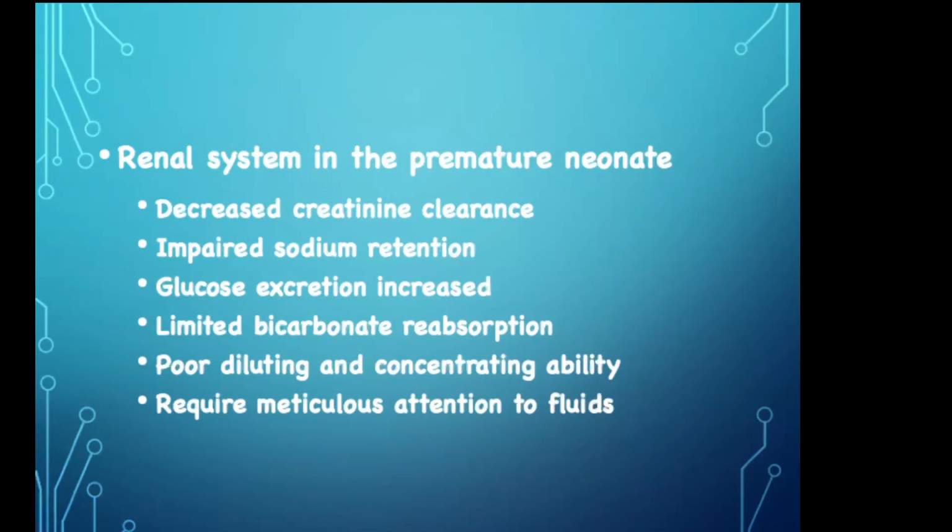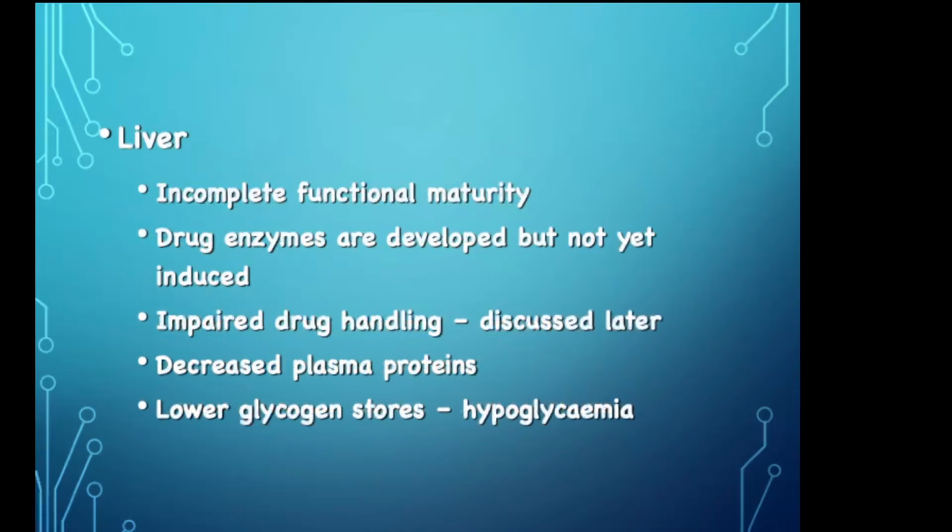In premature neonates, it's even more of an issue. Their creatinine clearance is decreased, their sodium retention is impaired, they excrete glucose and so they become hypoglycemic. They can't reabsorb bicarb as well as an adult or an infant, so they become acidotic. Again, they can't dilute or concentrate the urine as needed according to the plasma osmolality like we would, and so they are at risk of dehydration, and it requires meticulous attention to fluids.